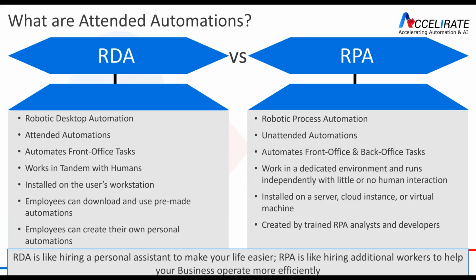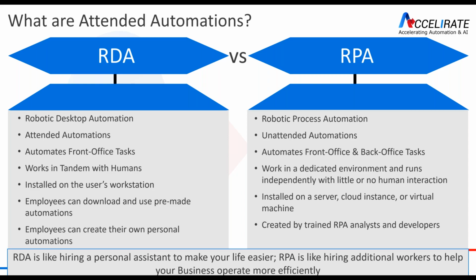So what are attended automations and how are they different from standard robotic process automations? Attended automations, sometimes we call them RDA, robotic desktop automations. They automate front office tasks. They work in tandem with humans and they're normally installed on the user's workstation. Employees can download and use pre-made automations on their computer, and employees can create their own personal automations to run on their computer.